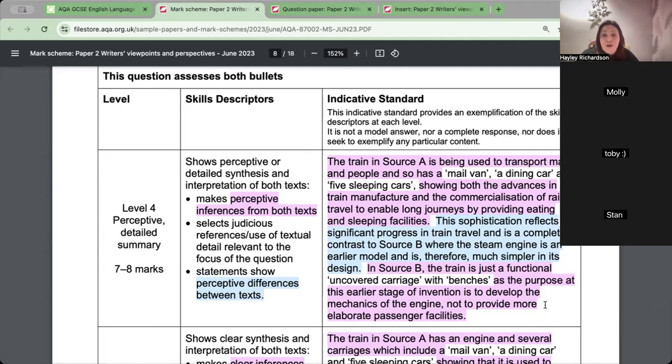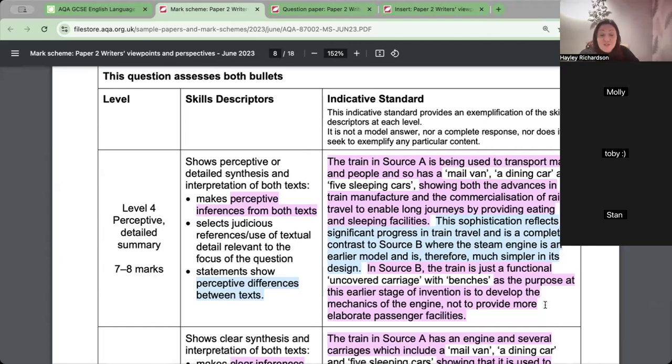So here we've got 7 to 8 marks. The train in source A is being used to transport mail and people, so has a mail van, a dining car, and 5 sleeping cars, showing both the advances in train manufacture and the commercialisation of rail travel to enable long journeys by providing eating and sleeping facilities. So they've now used that to show that by having a food cart and things like that, if it's needed, they've been able to adapt the trains so that it can go for long journeys. Whereas the original one, she only went down a tunnel and through the other end, I think. She didn't go very far at all.